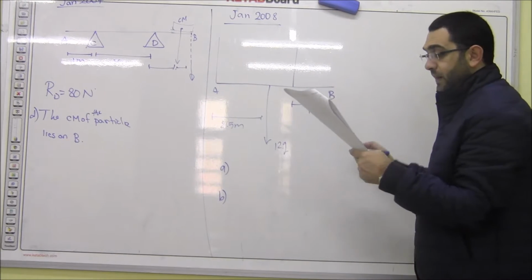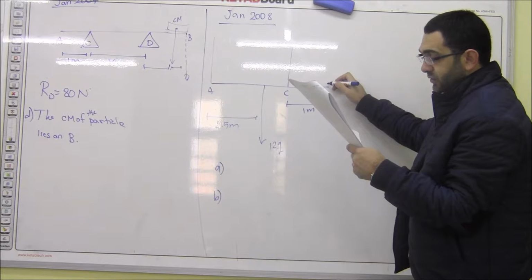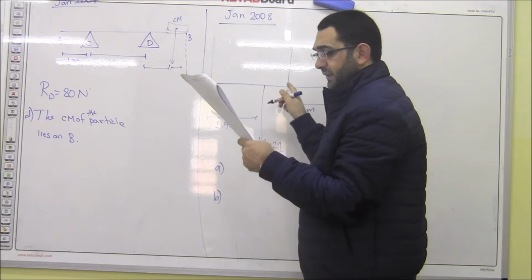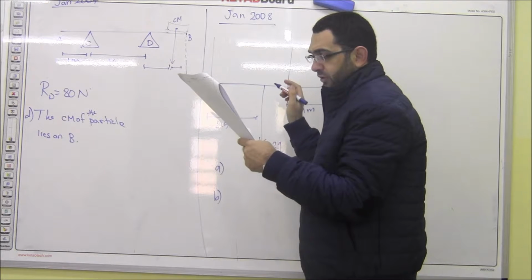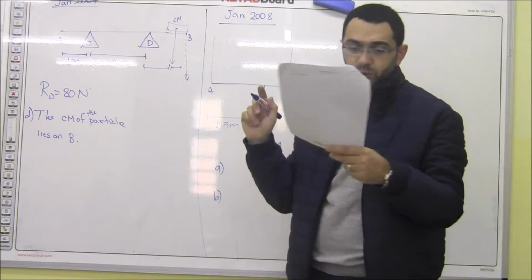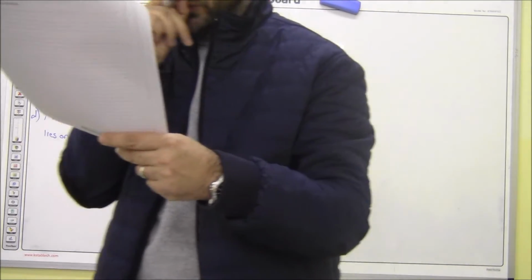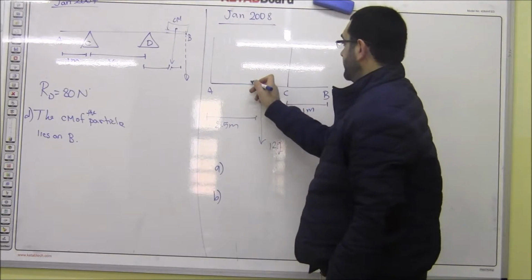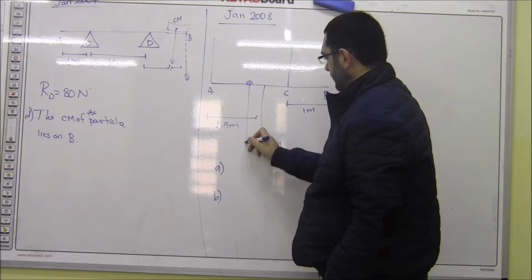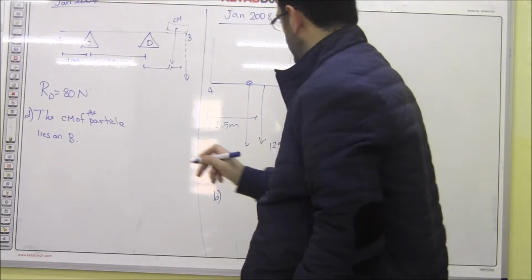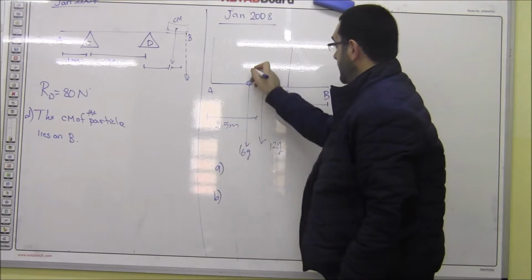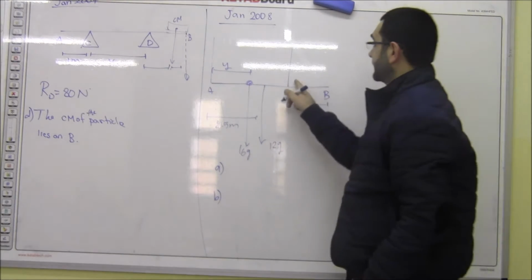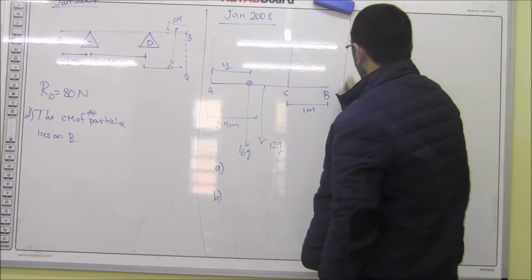A small load of mass 16 kilograms is attached to the beam at a point Y meters from A. The load is modeled as a particle, and the beam remains in equilibrium. Find, in terms of Y, the expression for the tension in the rod at C. There's a particle somewhere, let's say here. What is its mass? 16, so it has weight 16G. And this distance is Y. We are asked to find TC in terms of Y.